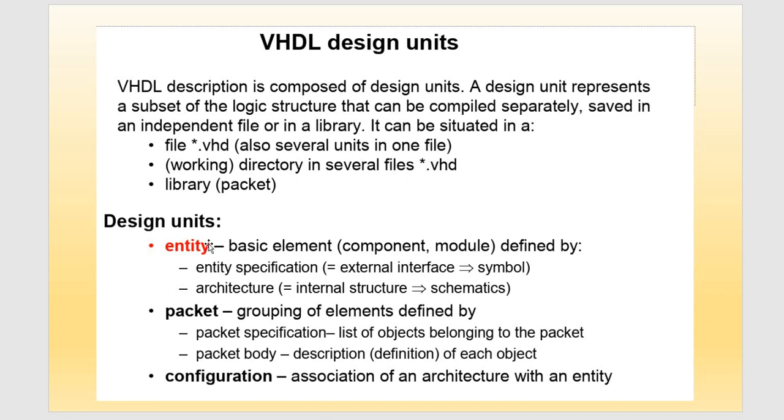So there are mainly three main units. The first one is called entity, which is the basic element. The component and module also come under this. There is the entity specification, the external interface, which you have to give symbolically, and it automatically gets bound with the architecture, which corresponds to the schematic and the actual structure. Second is the package, a grouping of elements defined by the package specification. There may be a list of objects belonging to the package, and there will be a description. The third category of unit is configuration, that is, the association of an architecture with an entity.